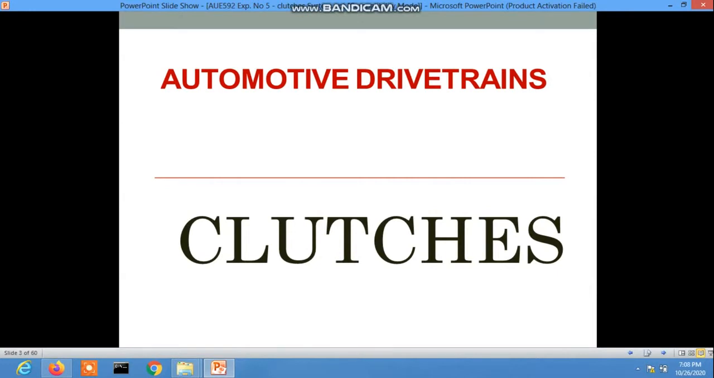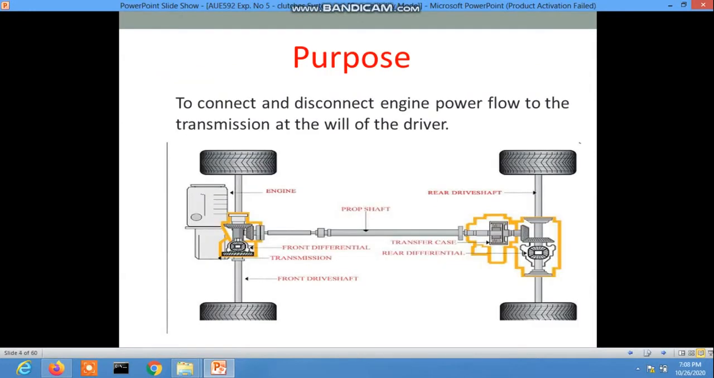Now what is a clutch? The clutch is a device used in the transmission system of a motor vehicle to engage and disengage the engine to the transmission. That means the clutch is a mechanical device that engages and disengages the power transmission, especially from the driving shaft to the driven shaft.